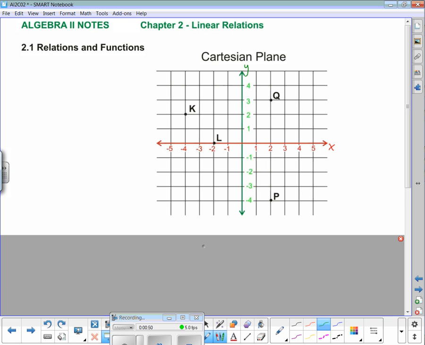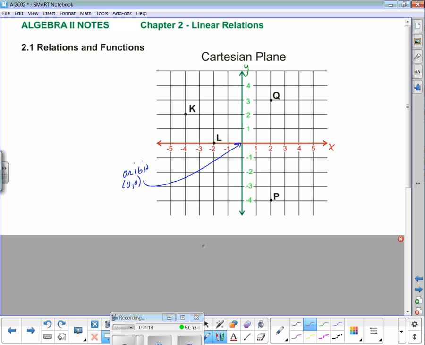So horizontal axis is the x-axis, the vertical axis is the y-axis, and they intersect at a point we call the origin, right? At the origin, and I spelled that wrong. All right, so they intersect at the origin. What are the coordinates of the origin? And it is 0, 0, right?